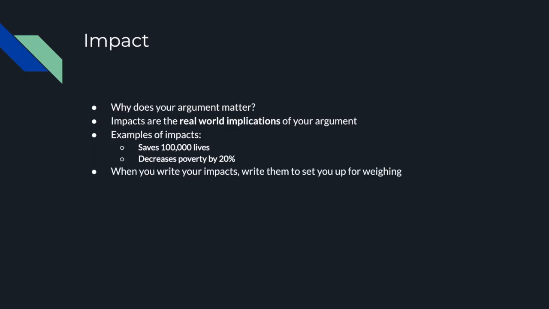And finally, it's the impact. The impact is just saying, why does your argument matter? And impacts are the real world implications of your argument. So an example of impacts would be saying, oh, we can save 100,000 lives, or you could decrease poverty by 20%. And when you write your impacts, write them to set you up for a weighing.